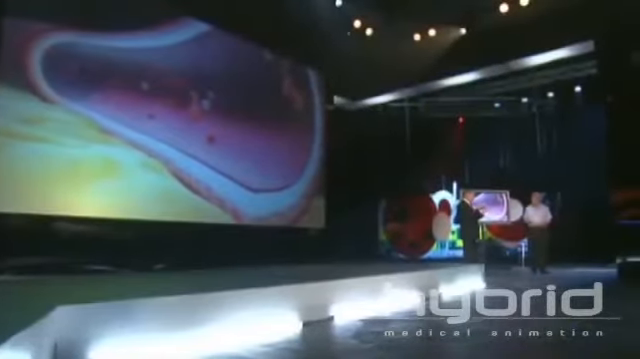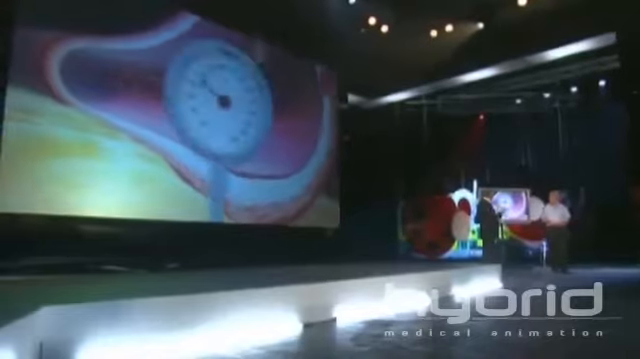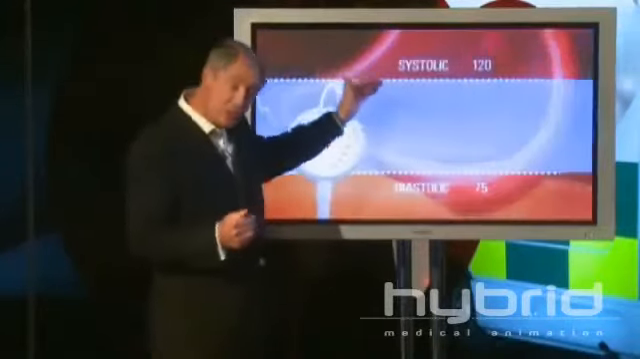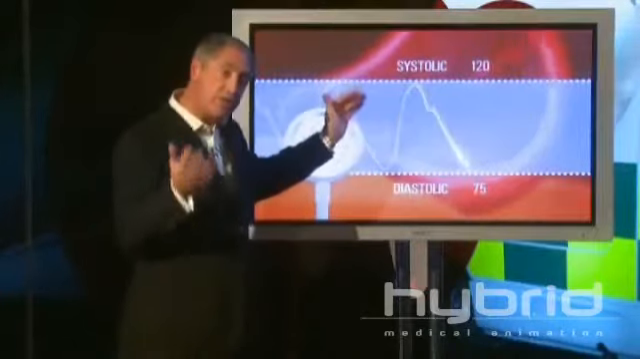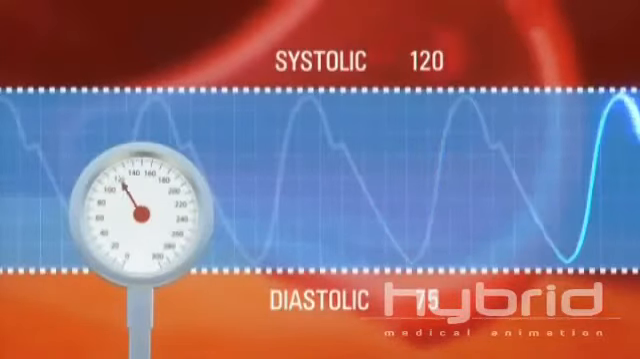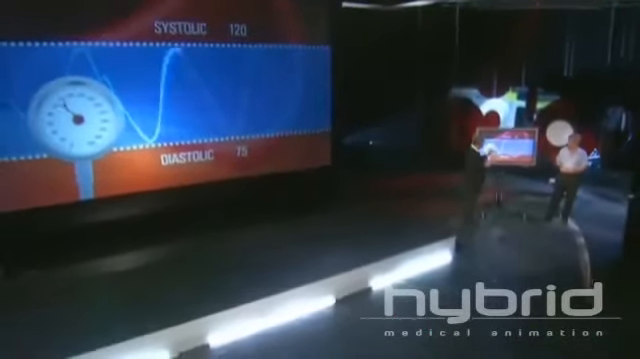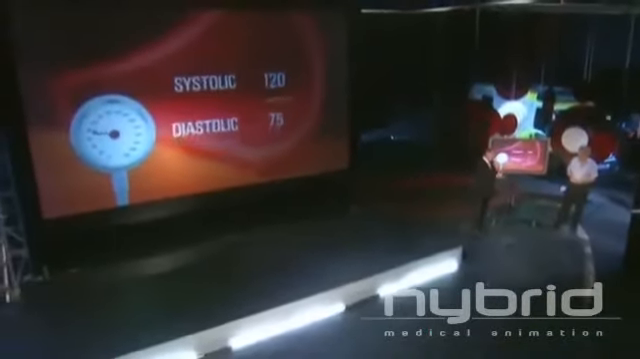Now, when we measure blood pressure in arteries, we measure two numbers. The higher number is the systolic pressure, which is the highest pressure generated when the heart contracts, and the lower pressure, or the diastolic pressure, which is the residual pressure in the circulation at the end of cardiac contraction.